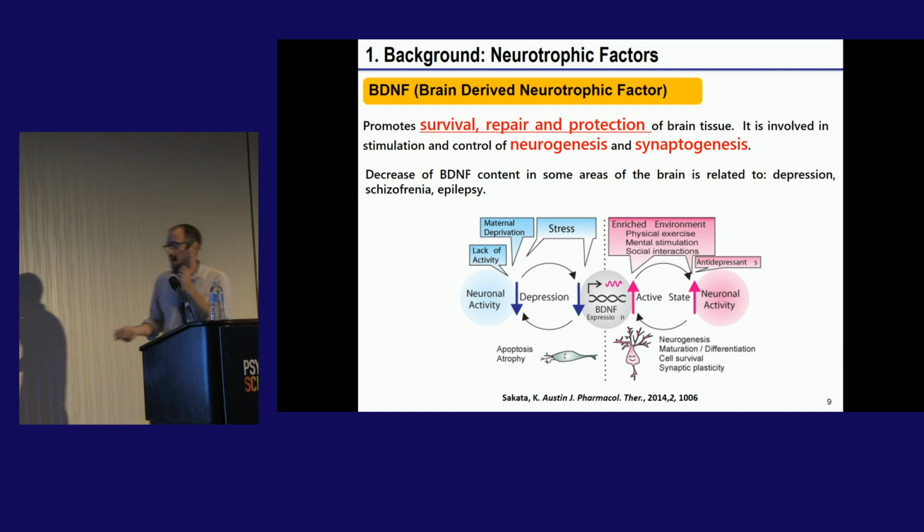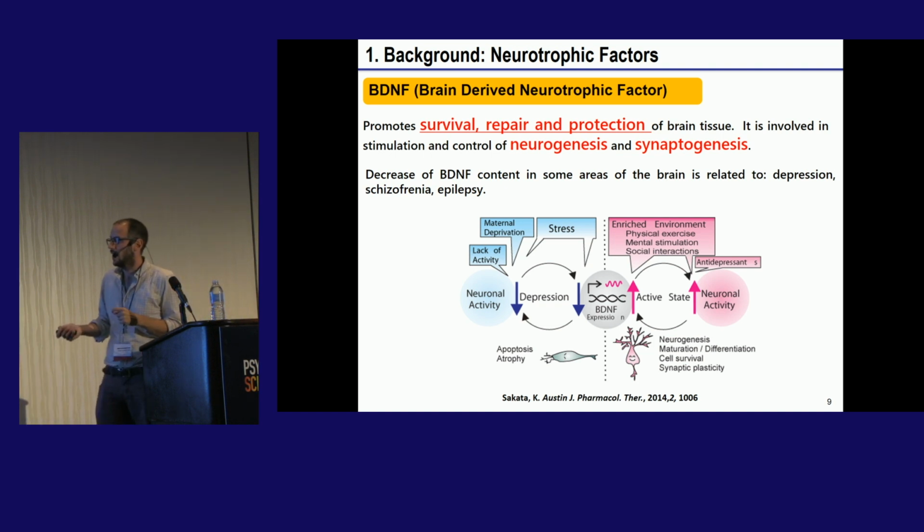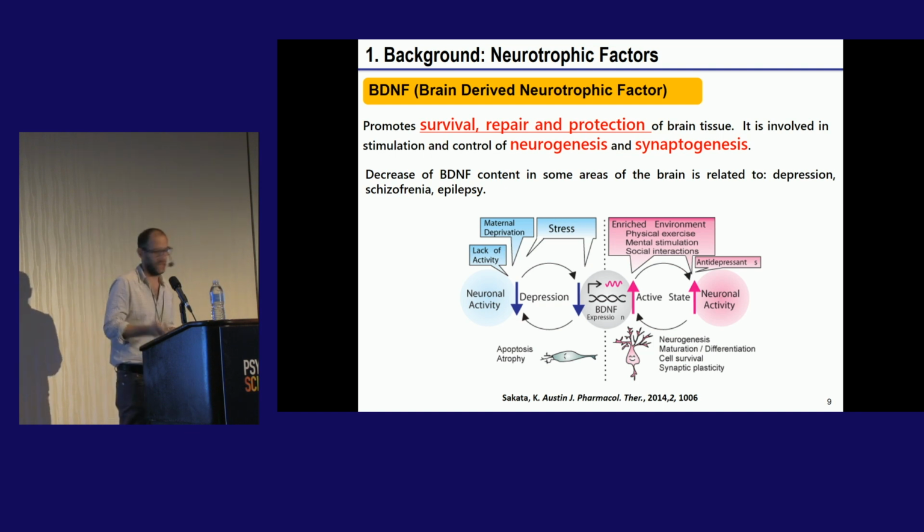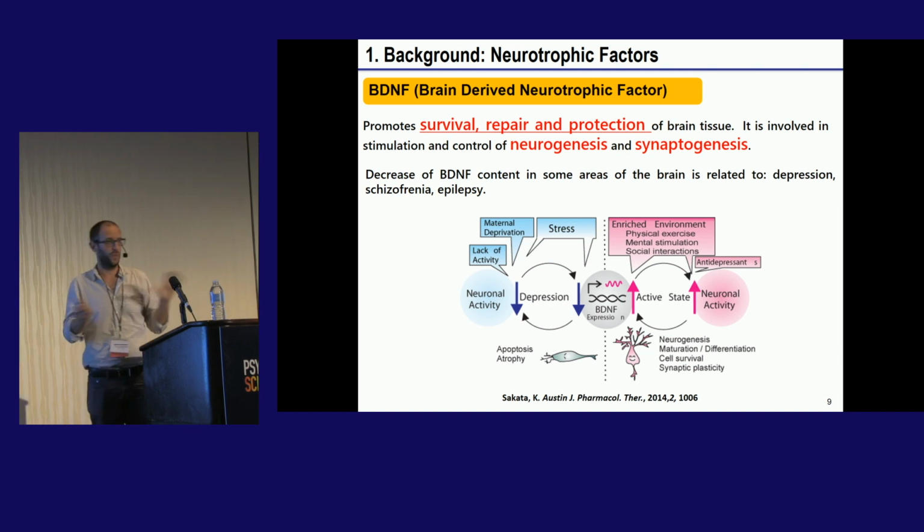In this paper here, it is highlighted that high neuronal activity, neurogenesis, cell survival, and synaptic plasticity are related to a high expression of BDNF in some areas of the brain. And instead, depression is related to a decrease in the expression of BDNF in some areas of the brain. Are you following the idea?